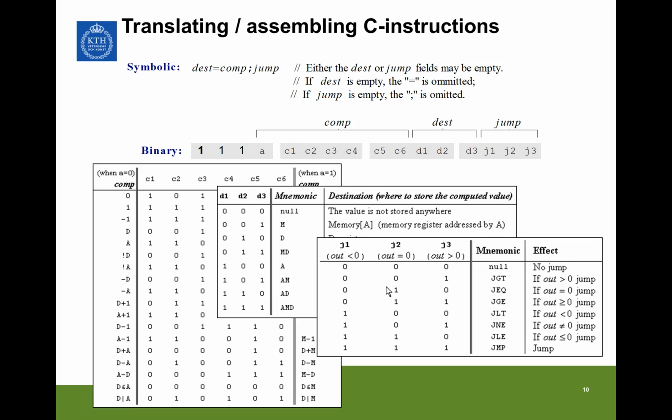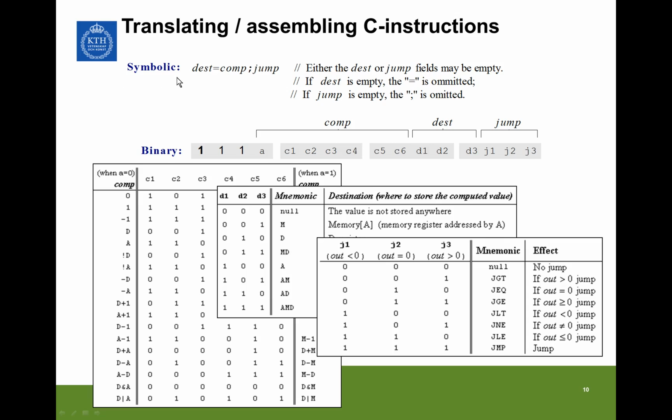C instructions. As you remember, the C instruction has this structure. It starts with 3 ones. Then we have a couple of bits defining what the computation will be, then a couple of bits defining what the destination will be, and a couple of bits defining the jump condition.